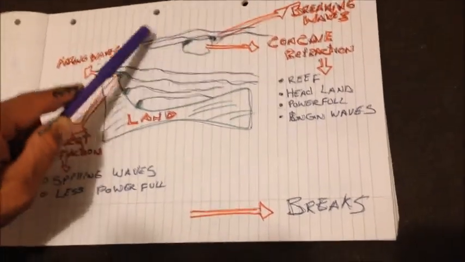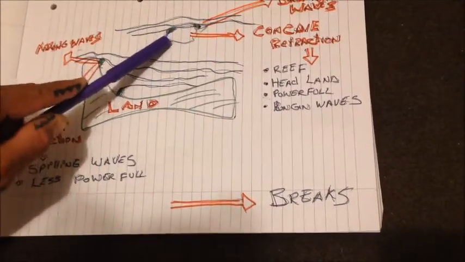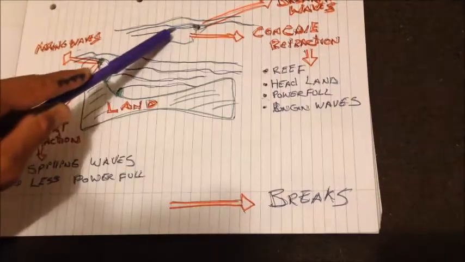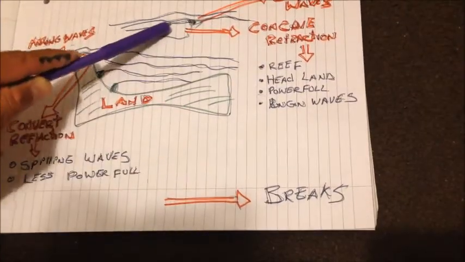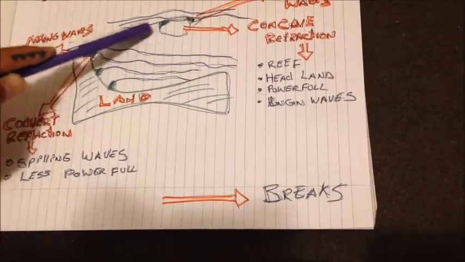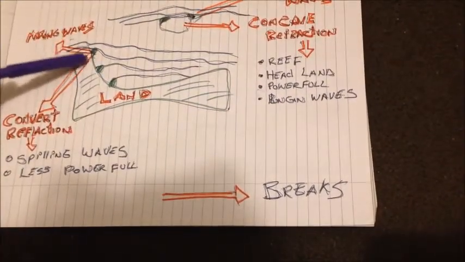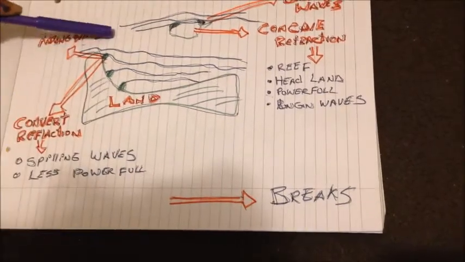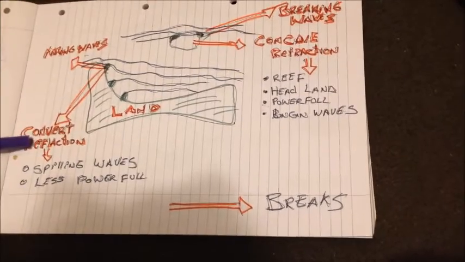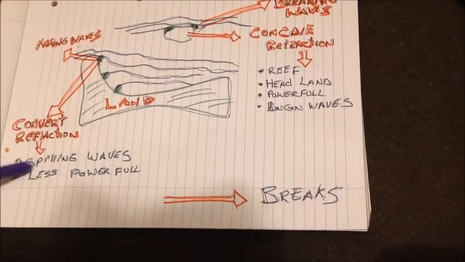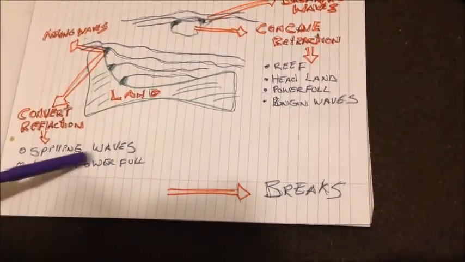When the wave starts breaking on the reef in the middle, we start getting the concave reflections. Basically the reef becomes the headland, very powerful, and then it starts making the plunging wave. And then this is the land. The wave hits here on the headland, which we call convex reflections, and we have a spilling wave, and they are less powerful.